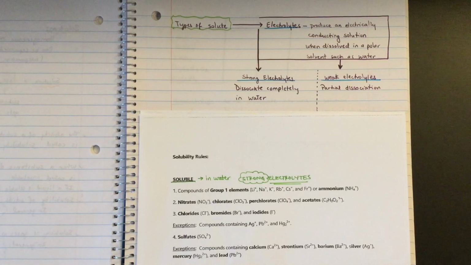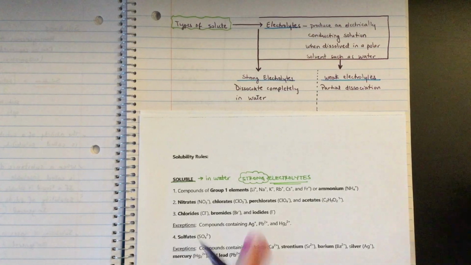And then on the other hand, we have your weak electrolytes. When you put a weak electrolyte in water, it is going to dissociate into ions, but not entirely. Just a small part of your weak electrolyte will dissociate to give you ions in solution, and the majority of your weak electrolyte remains as a solid without dissolving. So I'm going to give you one example for each one.